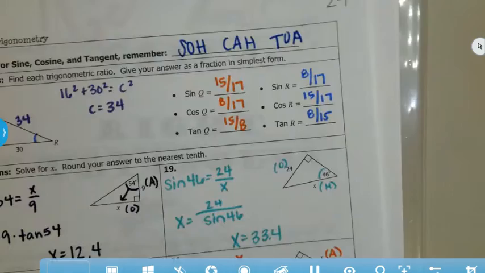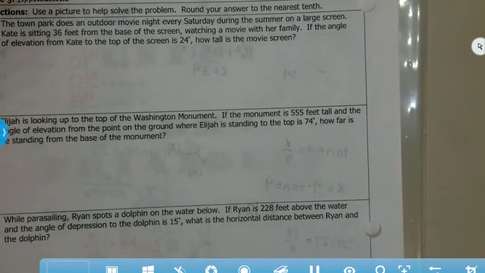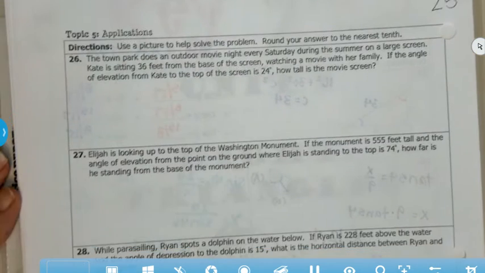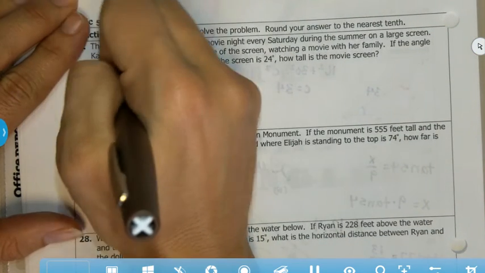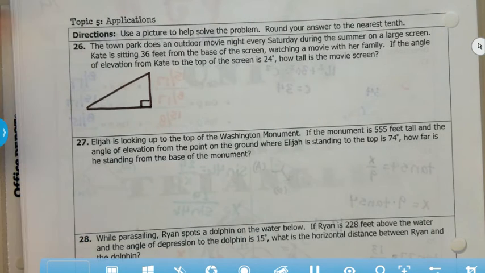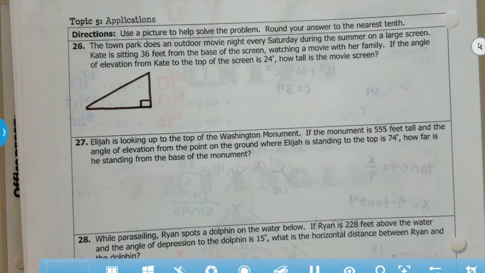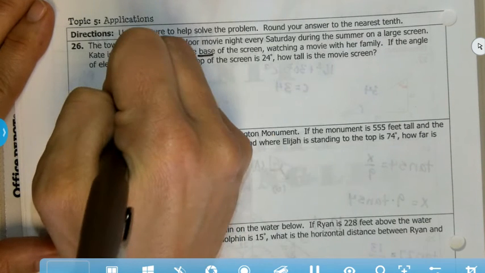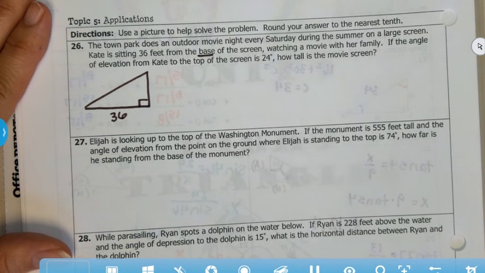All right, last page, page 25. These are our word problems. This is our angle of elevation and depression. The town park, and I'm always going to start with the same type of triangle. The town park does an outdoor movie every Saturday night during the summer on a large screen. Kate is sitting 36 feet from the base. From the base means bottom. Watching a movie with her family.